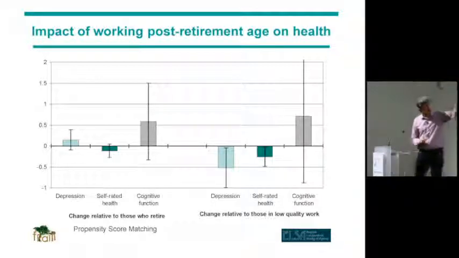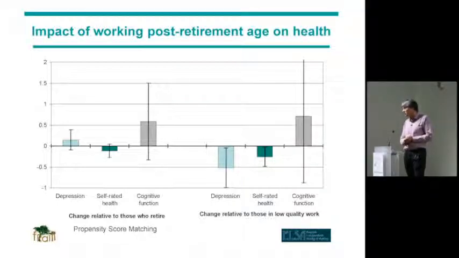Yeah, so those who are working in poor quality work, compared with those who are working in high quality work, have a worsening of their depression over time. It's the other way around, of course, on the slide. It's good quality work compared with low quality work. So those in good quality work have a decrease in their depression over time, have an improvement in their health over time. Cognition doesn't show much of a difference.